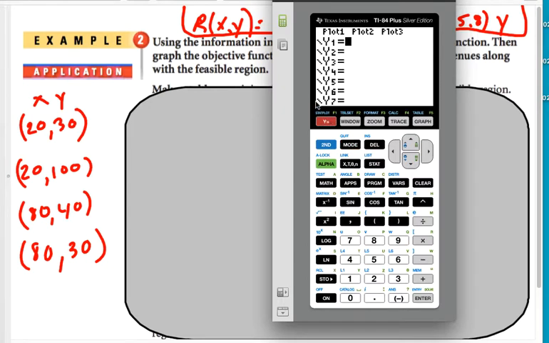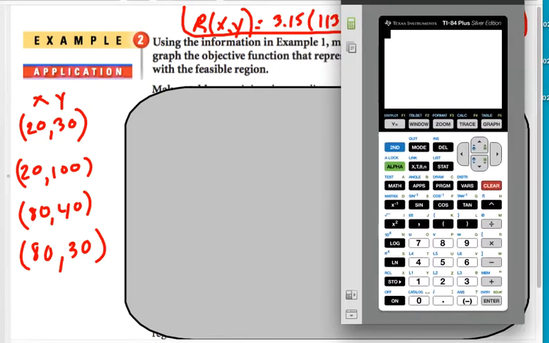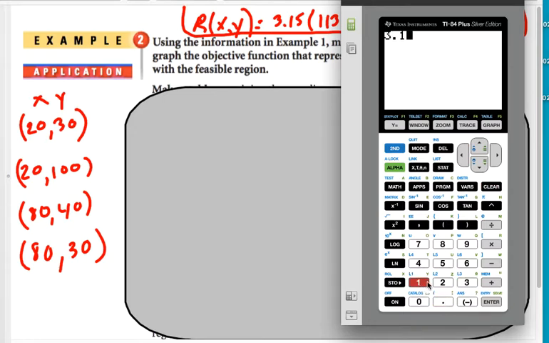Keep in mind, you can't put this in y equals in your calculator because it's not y equals. You didn't solve this for y. But what you can do is quit out of this and type in 3.15 times 113.5, in parentheses I'm going to put the 20, plus 4.45 times the 35.8, and then in parentheses I'm going to put 30.